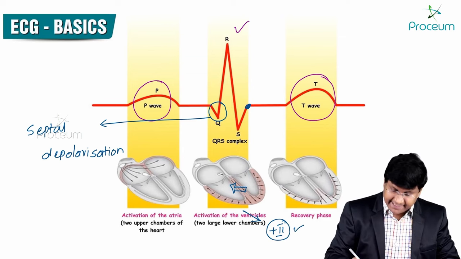So what are these milliseconds and all? I will discuss in detail when I am discussing the ECG paper. Now, you will have this particular type of prolonged QRS complex in the clinical scenario of bundle branch blocks. You have a right bundle branch as well as a left bundle branch in your conducting system of the heart. You see this.